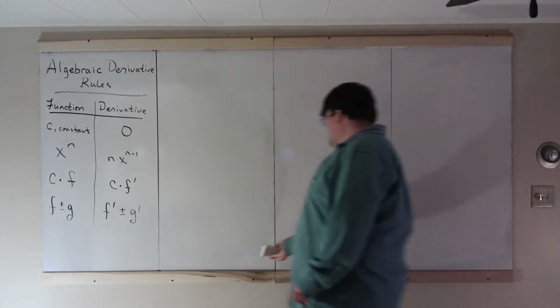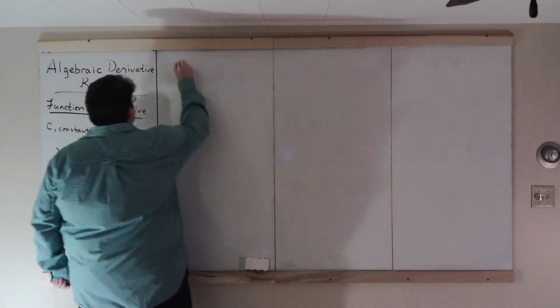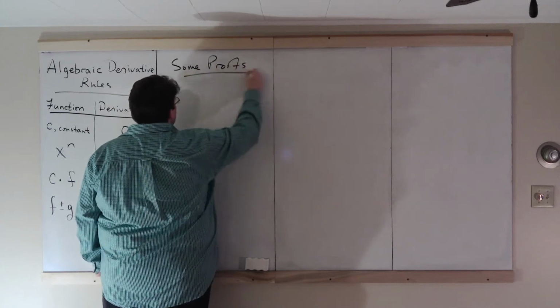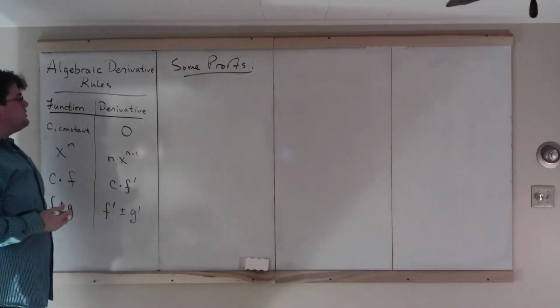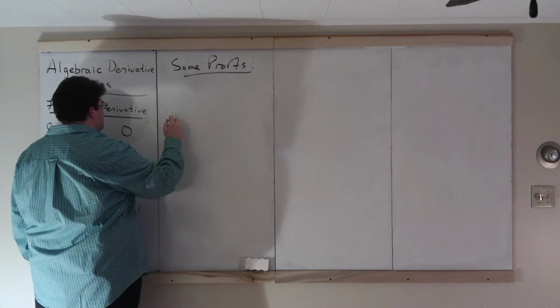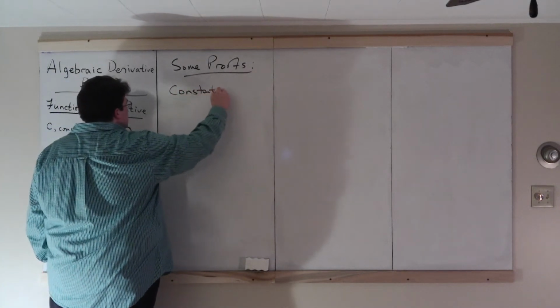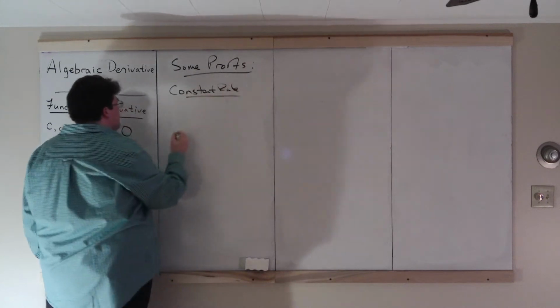How would we prove these? So let's say some proofs. So the first one, let's do the first one. Maybe I should have just said constant, or I'll say constant rule. How would we prove it?